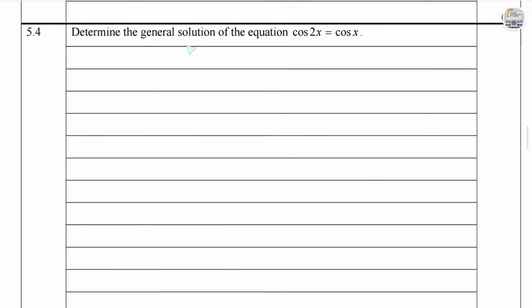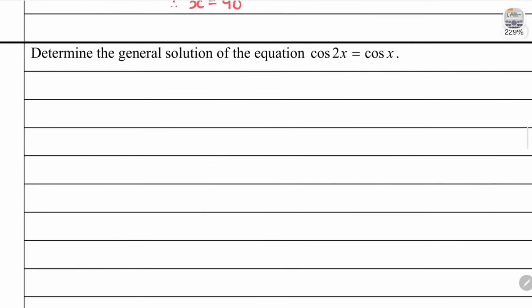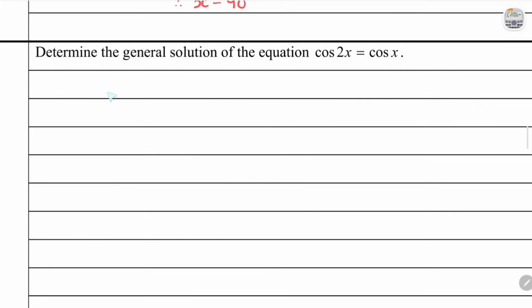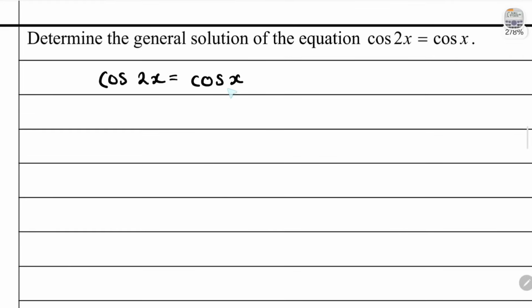Question 5.4 says, determine the general solution for the equation cos 2x equals cos x. Okay, so with this equation, you see that we've got a whole thing with cos going on here. Because this is cos x, and we know that cos 2x can also change to an identity with a cos x in it, but it would really be cos squared x. What we can do is go ahead and change cos 2x to this.